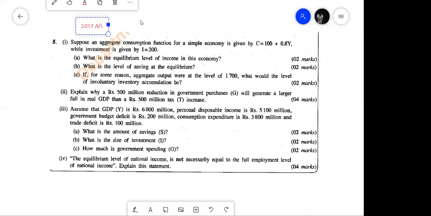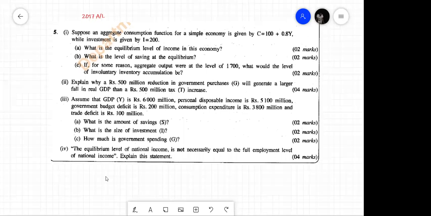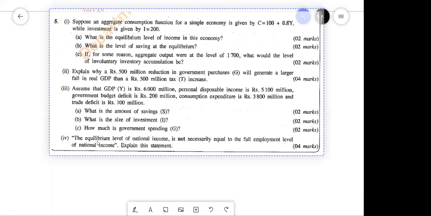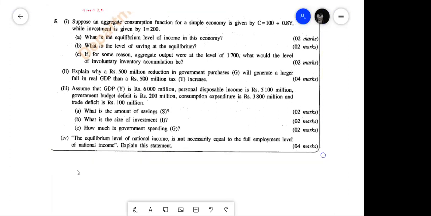They've said, suppose an aggregate consumption function for a simple economy is given by C equals 100 plus 0.8y, while investment is 200. What is the level of equilibrium? What is the level of savings at equilibrium? If for some reason aggregate output were at 1700, what would the level of inventory accumulation be? Easy questions.